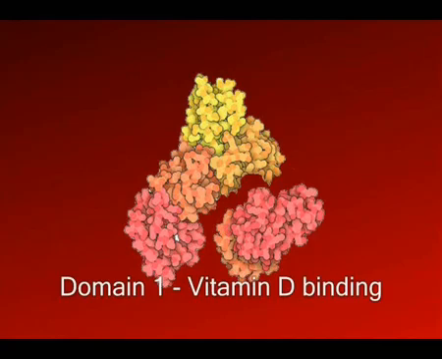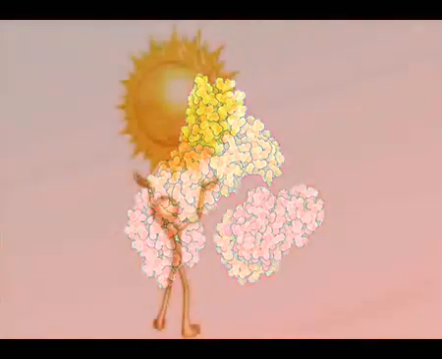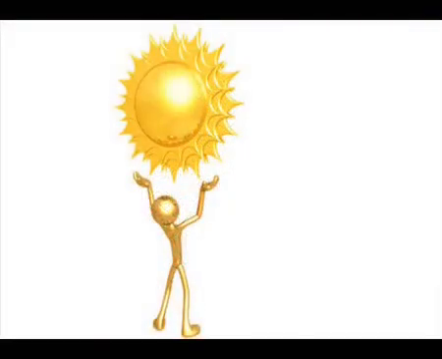Domain 1. Vitamin D binding. Every cell in our body has a vitamin D receptor, and every cell in our body secretes a vitamin D hormone. Vitamin D transport protein binds to vitamin D already stored in the body and transports it to where it's most required.